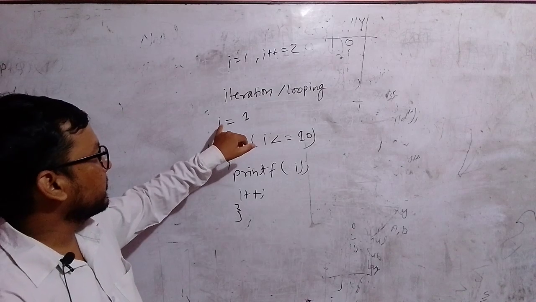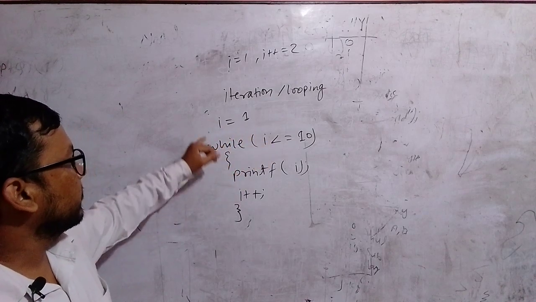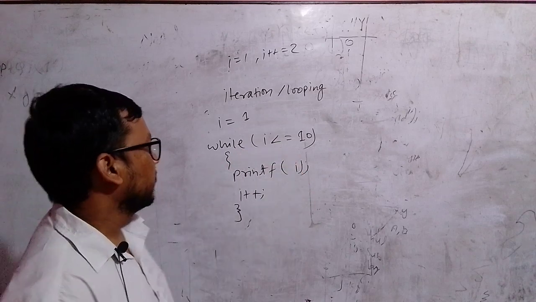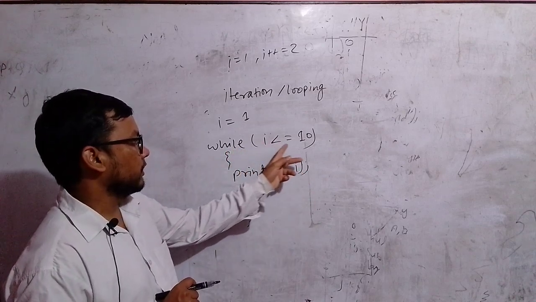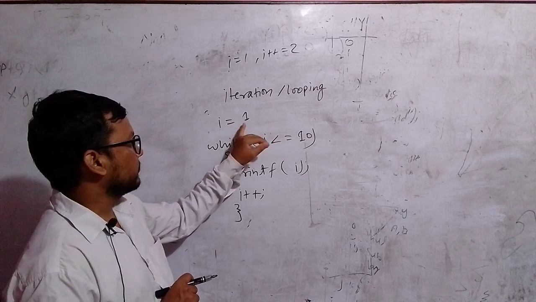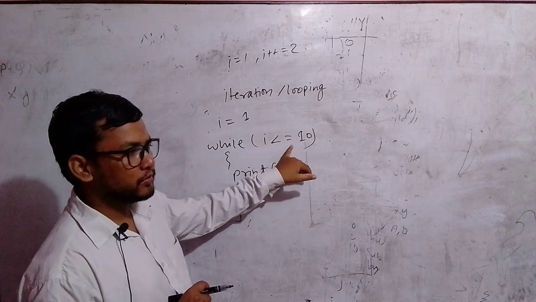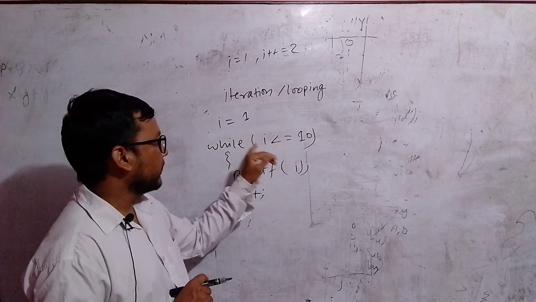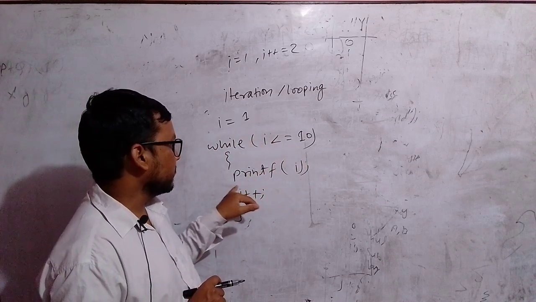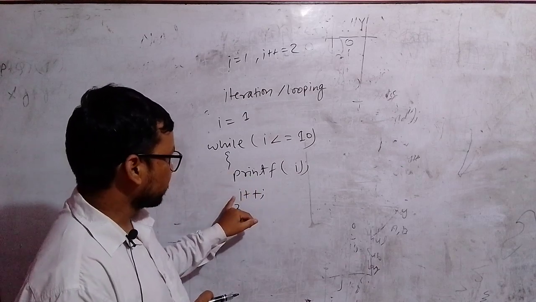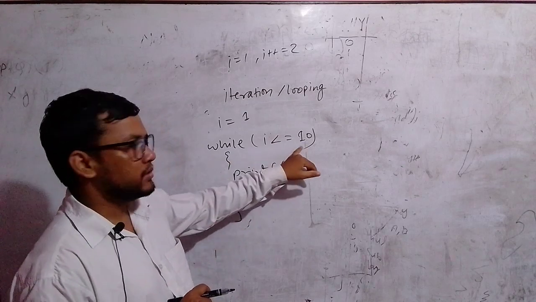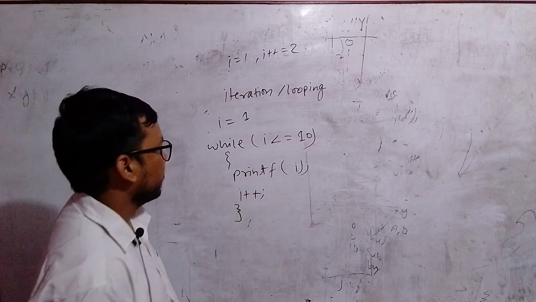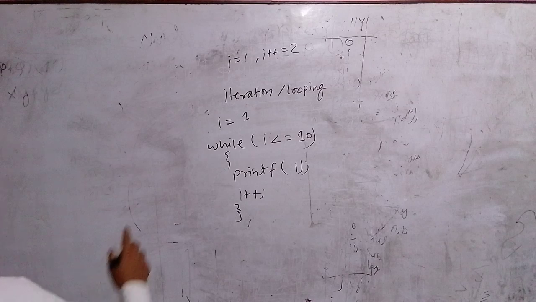Here we have initialized the variable I is equal to 1 just above this while statement, and the while comes with the condition. The condition will check the value of I. If this condition is satisfied, then this block of code will execute, and if the condition is not satisfied, the block of code will not execute. Now let's trace what the output would be.